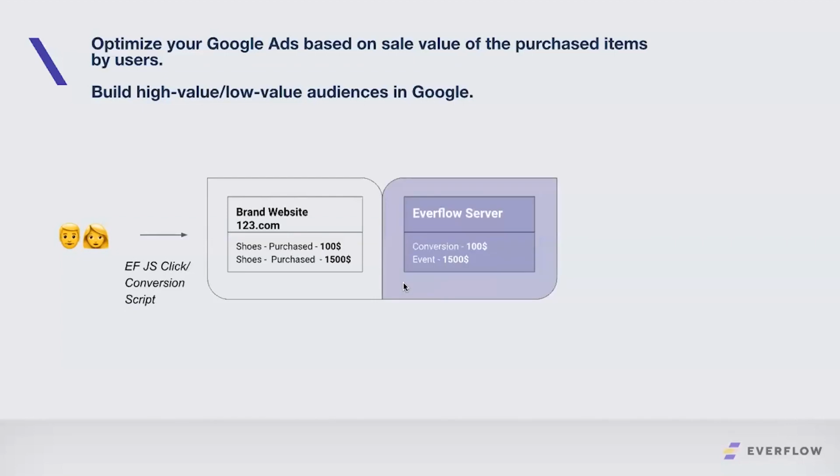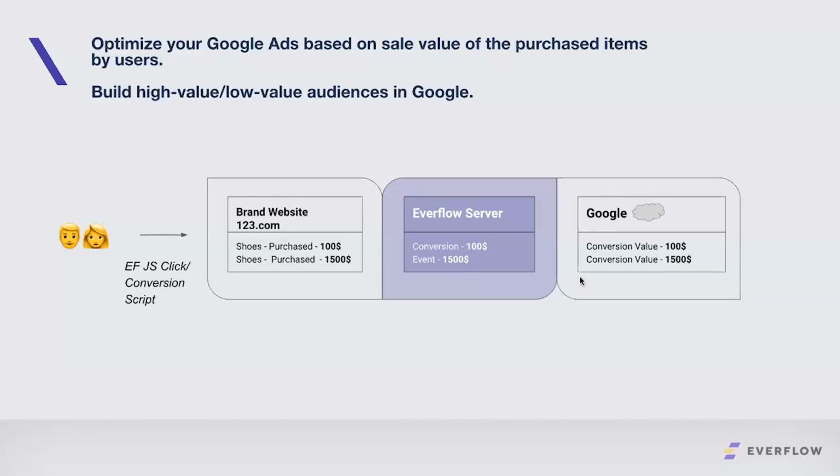You can assign it to a conversion or event, and it can all be tied to one conversion or one event. And you can then send that information to Google and assign the conversion value so that Google can use its algorithm to qualify, okay, this was a user that had a very high conversion value. This one was not such a high conversion.